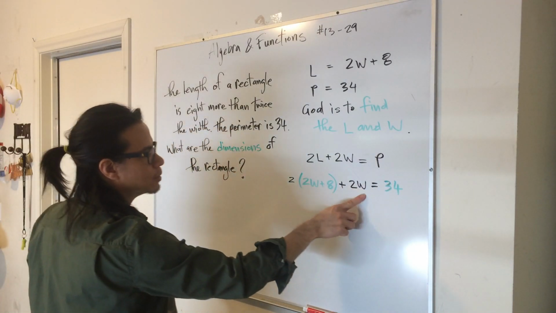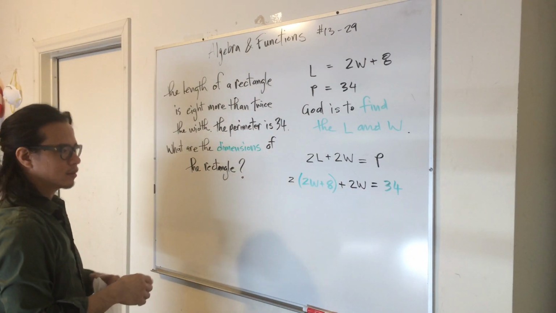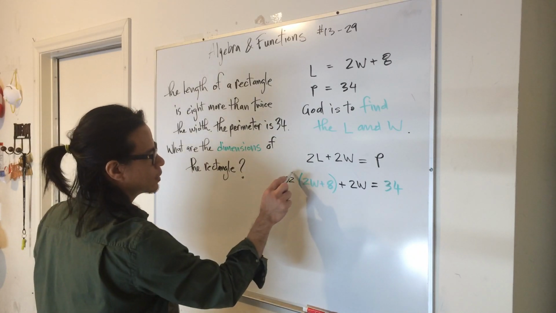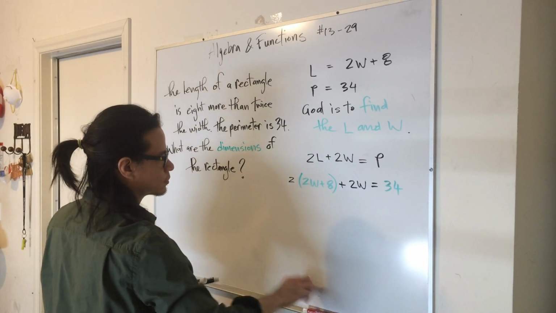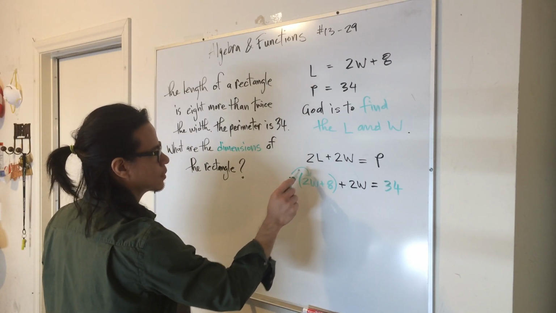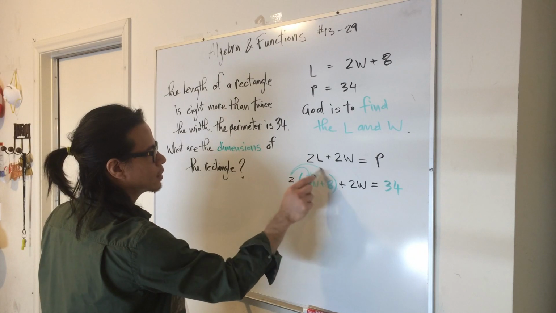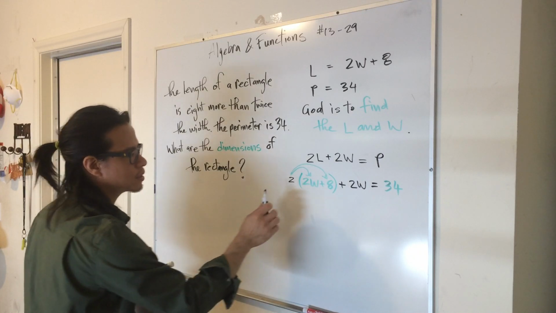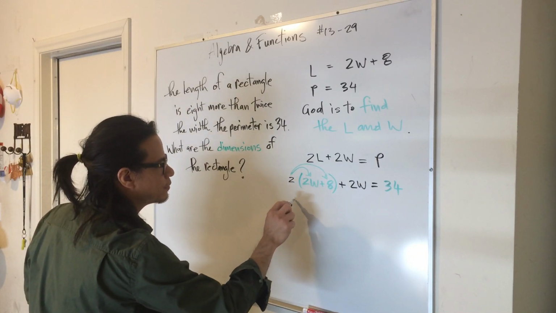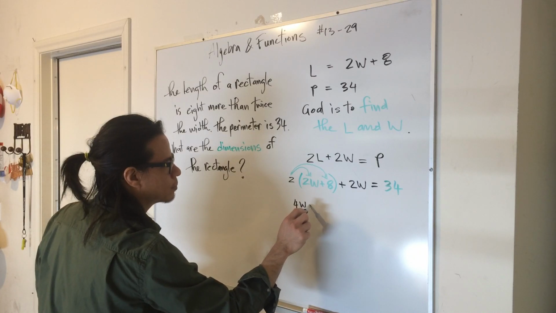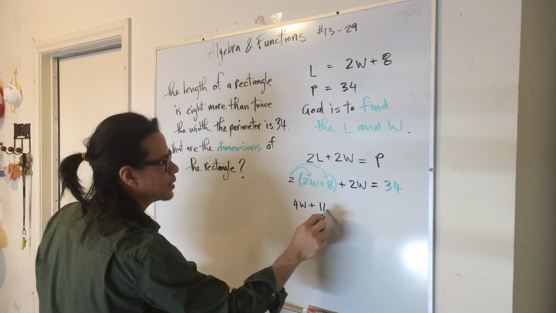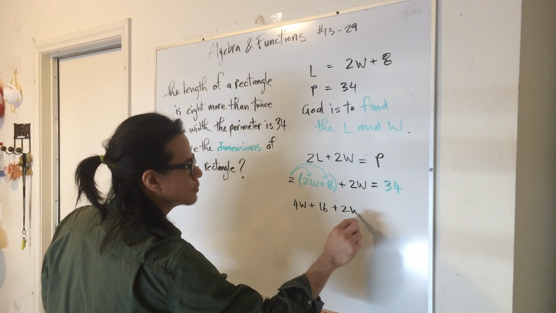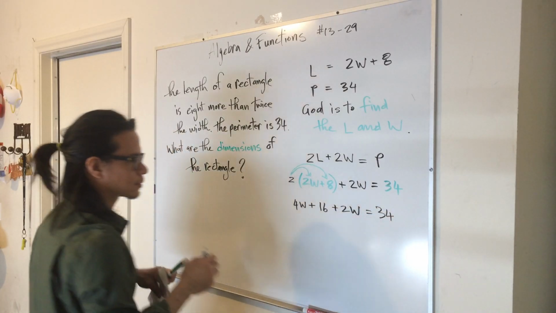Okay, now that we have 1 variable, W, we can solve the equation. Okay, so we're going to multiply 2 times W, okay, and then we're going to multiply 2 times 8. Okay, so remember this is called distribution. So 2 times 2W is 4W plus 2 times 8 is 16. Okay, plus 2 times W equals 34.